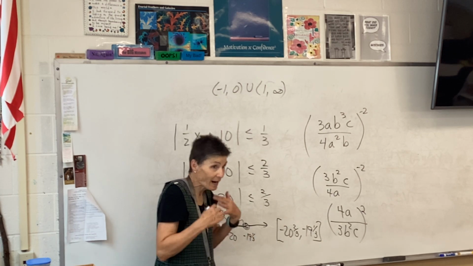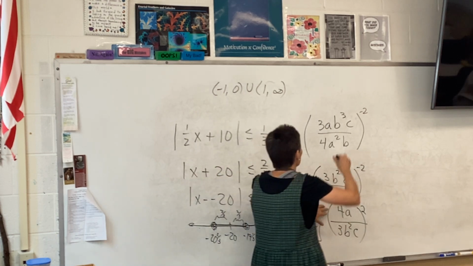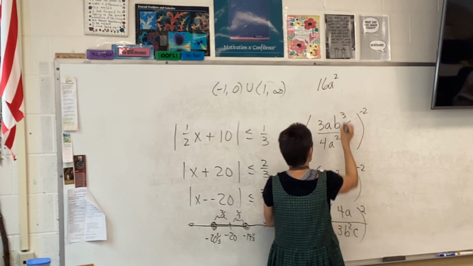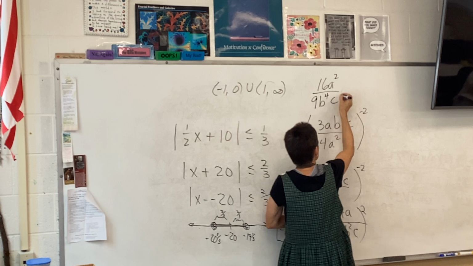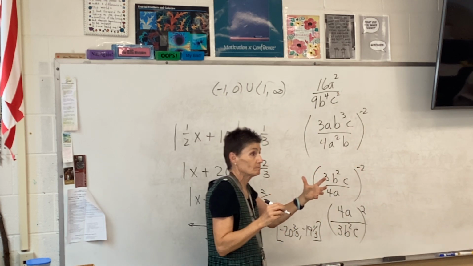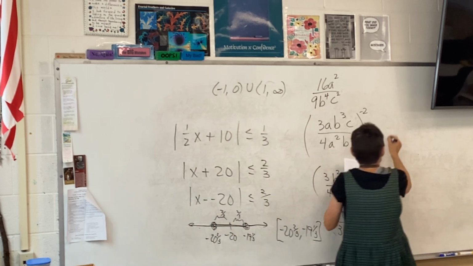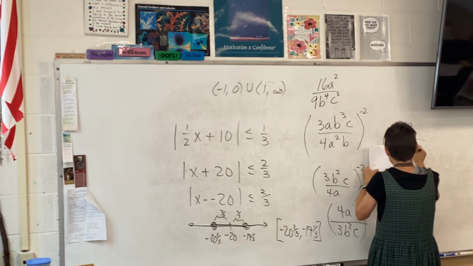Now this is the way I do the problem. You don't have to do it in this order, but you better get what I get, which is 16a squared over 9b to the 4th c squared. That's what I get for my first fraction. Okay? Now I'm going to repeat for the second one. So I've got 6.